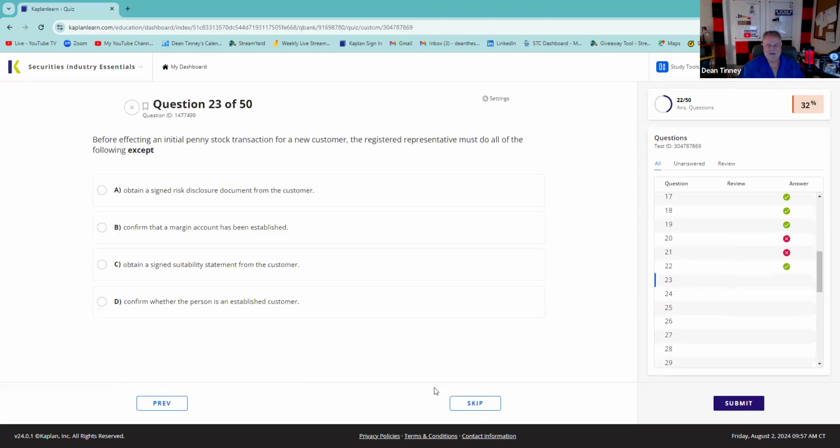Before effecting an initial penny stock transaction for a new customer, the registered rep must do all the following except. You are going to get tested on penny stocks.